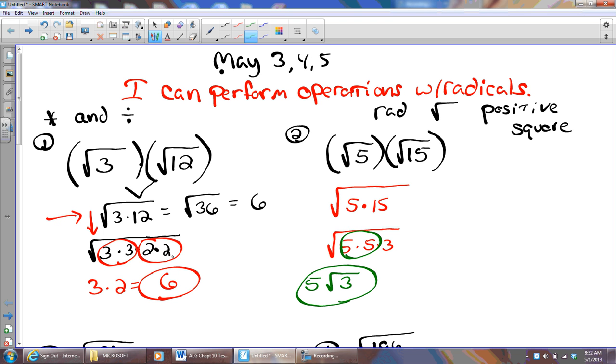Okay, by the way, if you're wondering why there wasn't a rad on number 1, well, there was nobody left at home to wash their hair.